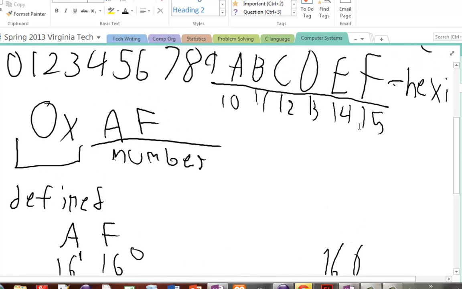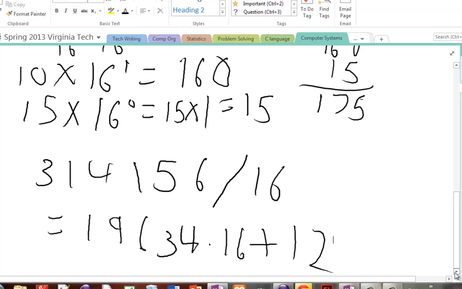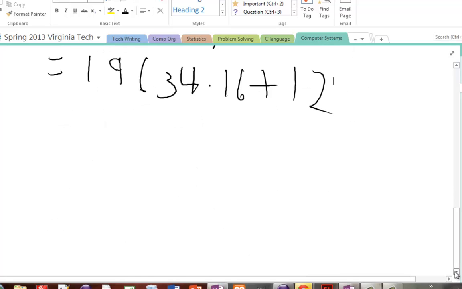And as we can see here, 12 is equivalent to C. So C is going to be my first number in the hexadecimal system. Now I have this number, which is, again, 19,834. I'm not going to worry about the 12 now. I just use the 12 to make the hexadecimal number.